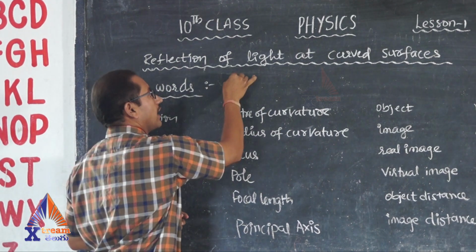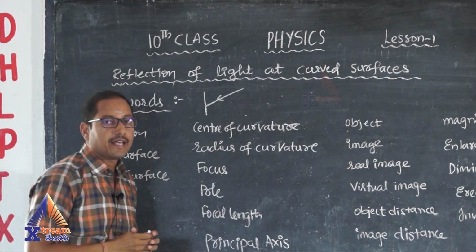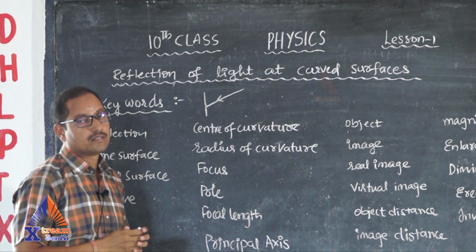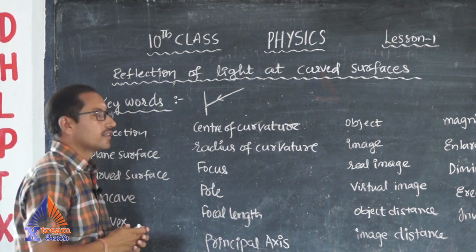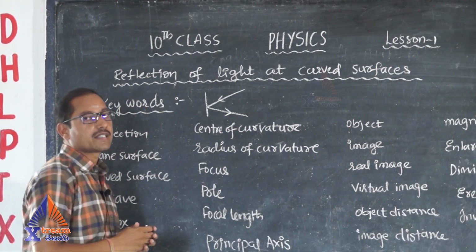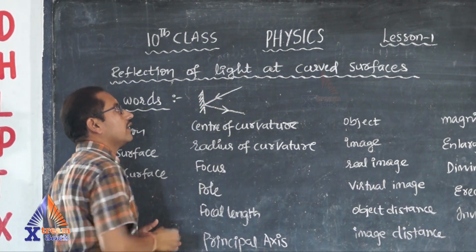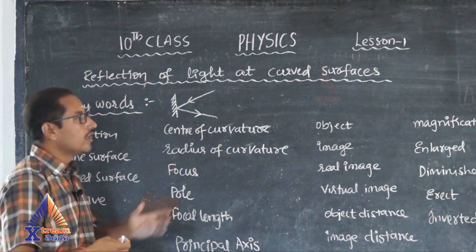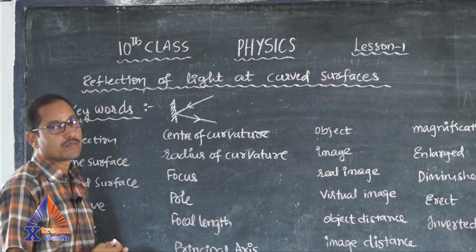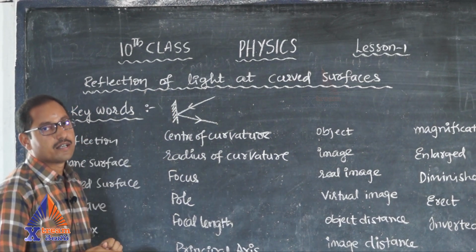When light hits a plane or curved reflective surface which is opaque, that means it is not transparent, then the light is going to be sent back into the same medium. This phenomenon is called reflection, that is, bouncing back of light into the same medium when it hits an opaque surface is called reflection.